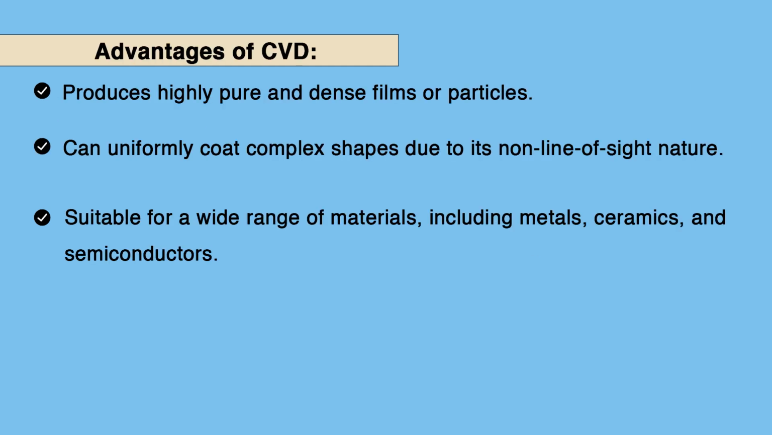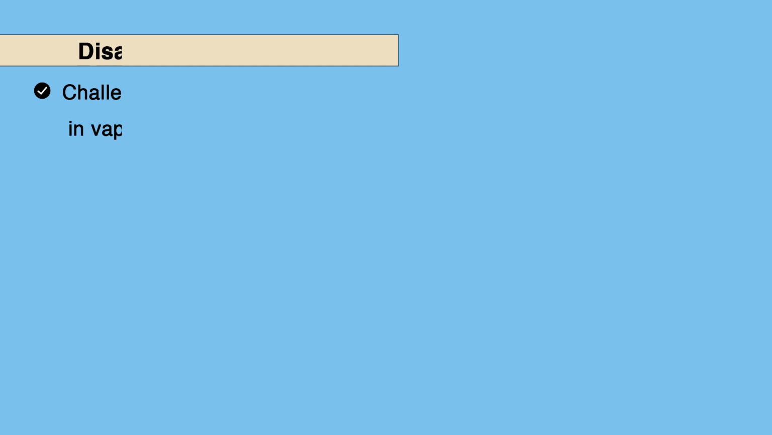What are the advantages of CVD? It produces highly pure and dense films of particles, and can uniformly coat complex shapes due to its non-line-of-sight nature. It is suitable for a wide range of materials including ceramics, semiconductors and metals.